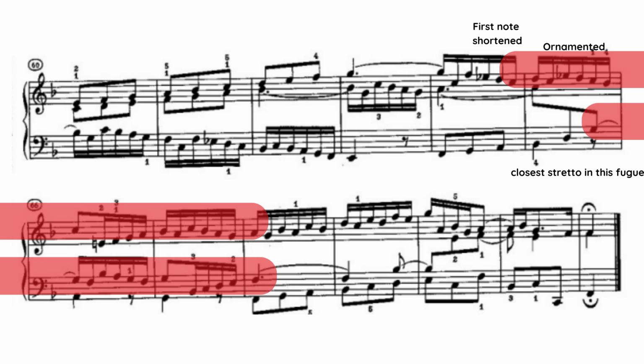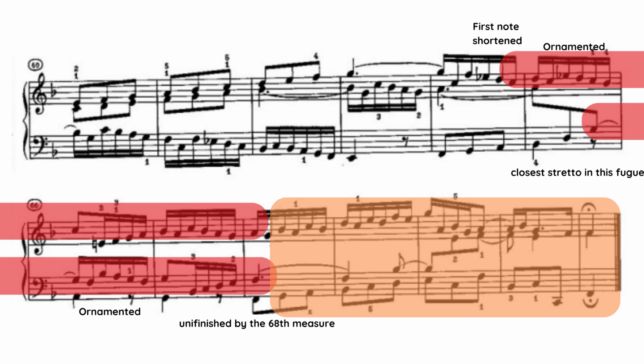After which comes the closest stretto in this fugue, which is also ornamented. It is the closest stretto occurrence in this fugue as it only comes at 1 bar's distance. The subject in the alto was not complete though, as it was unfinished by the 68th measure. Following it is the coda, ending the fugue with an F in unison.